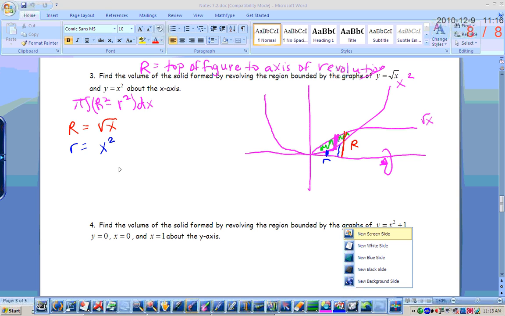All right, and then all we have to do is plug it into the formula. So pi integral, big R is root x, square it, minus little r is x squared, and square it, dx. And we'll be integrating from that x value to this x value, which is obviously at the origin.